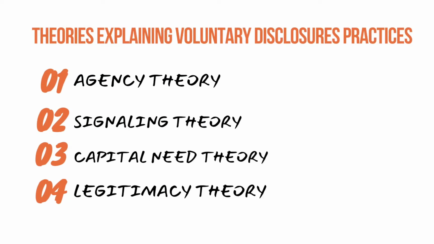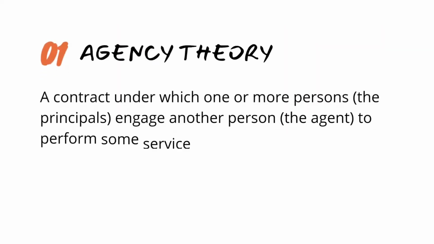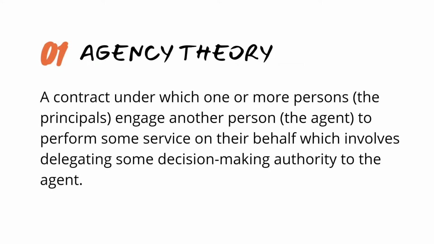First one is agency theory, second one signaling theory, third one capital need theory, and the fourth one is legitimacy theory. And now agency theory. Agency theory is a contract under which one or more person engage another person to perform some service on their behalf, which involves delegating some decision making authority to the agent.